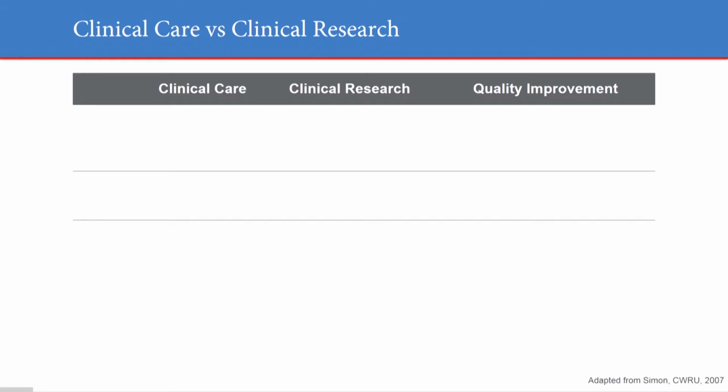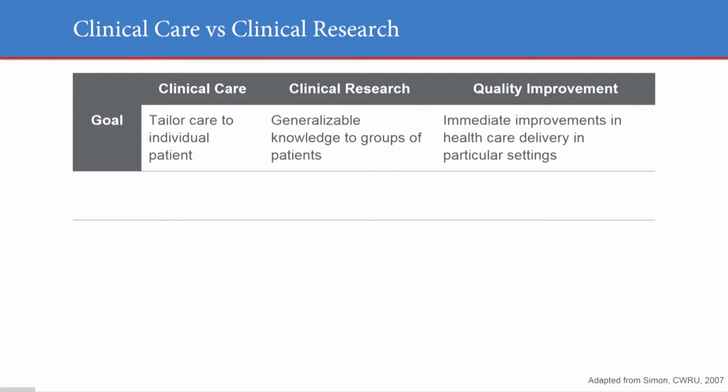In this slide, we'd like to go over a few differences amongst clinical care versus clinical research versus quality improvement. First, you can see that they differ according to their goals. Clinical care is tailored to the individual patient, whereas clinical research is generalizable to groups of patients. On the other hand, quality improvement refers to immediate improvements in healthcare delivery in particular settings.